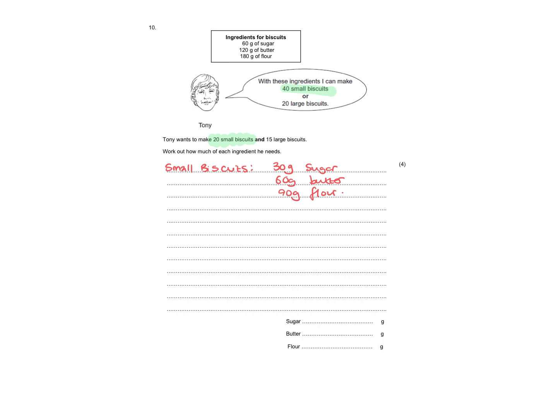Now, for the large biscuits, we have to think more carefully. So this recipe here will make 20 large biscuits, but we want to make 15 large biscuits. So if we think about what we can do, we can divide each of these values by 4, and that will give us the amount of each ingredient for 5 large biscuits.